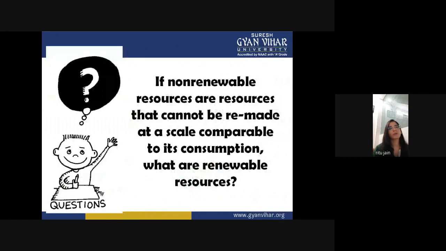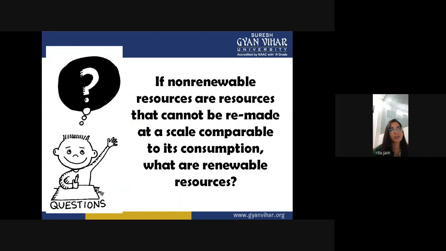So now the question arises: if non-renewable energy sources are resources that cannot be remade at a scale comparable to their consumption, what are renewable resources? One day the coal will be finished, one day the petrol will be finished, one day the oil will be finished. Then how will you get the electrical energy? Totally, the world is dependent on electricity nowadays. Without electricity we are nothing, you are nothing.